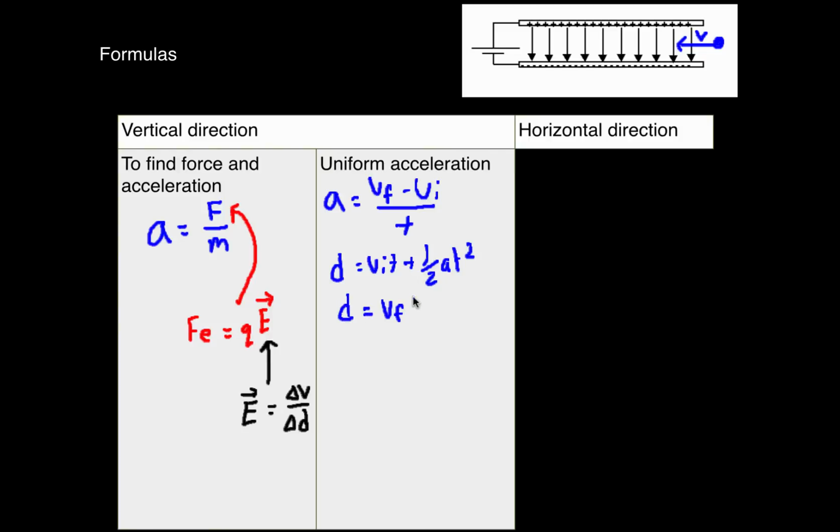D equals VFT minus 1/2 AT squared. Vf squared equals Vi squared plus 2AD. D equals (Vf plus Vi) divided by 2 times T.